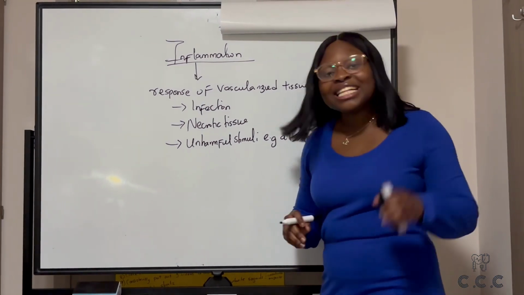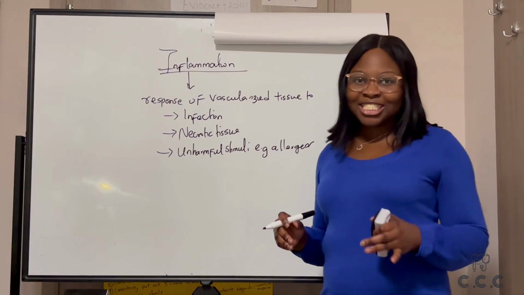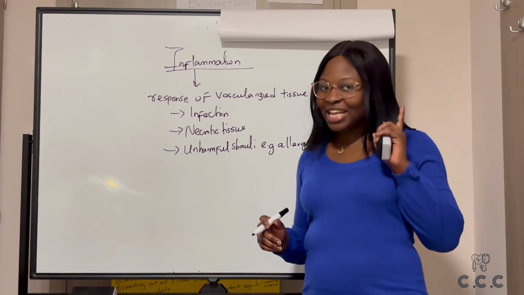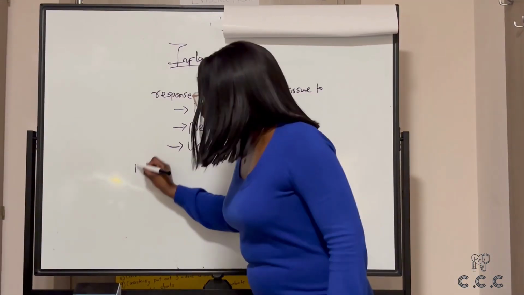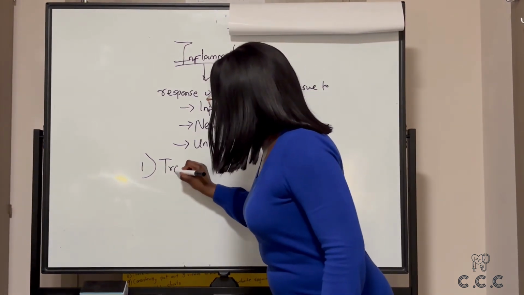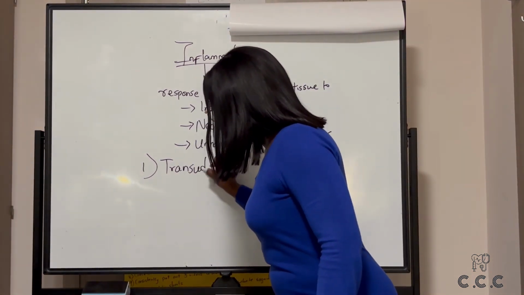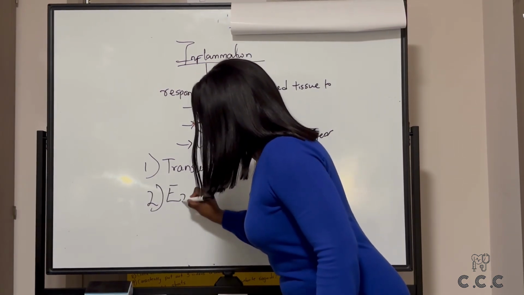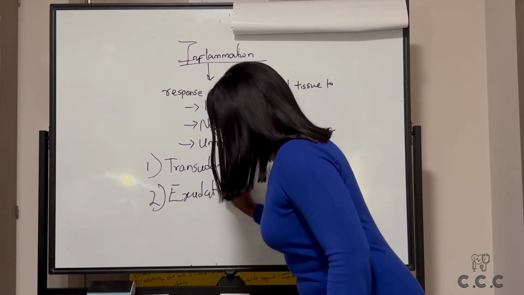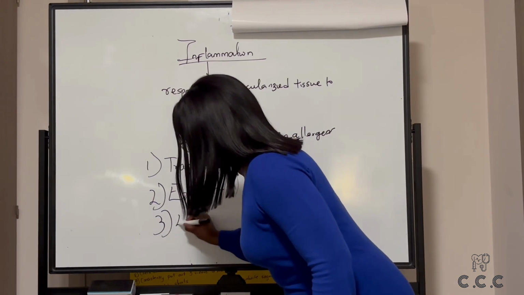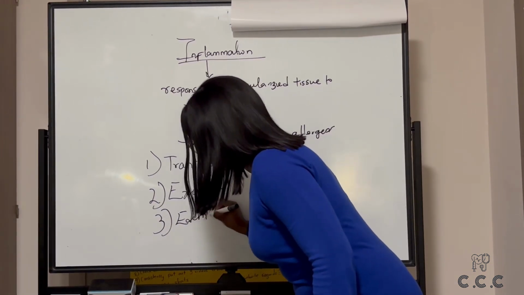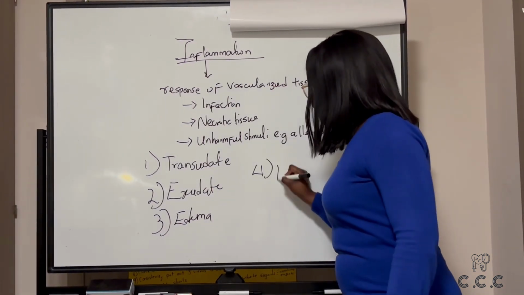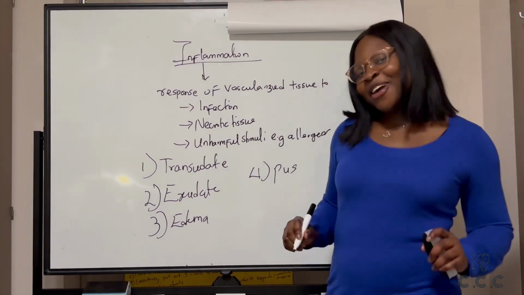Now, what are the 3 or the 4 main definitions that we are going to look at in the concept of inflammation? The first definition we'll be considering is called transudate. The second definition is exudate. The third definition is edema. And the final definition will be host. Stick around.